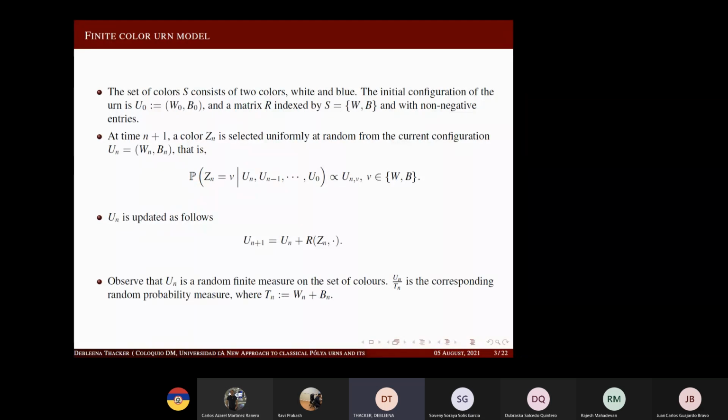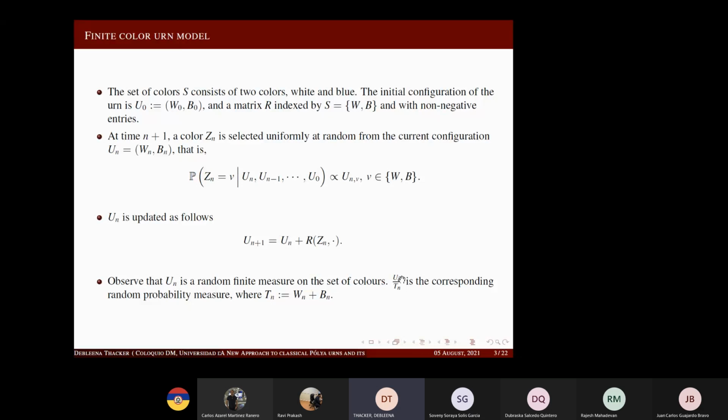Now observe the following. Okay, let's go one step at a time. This quantity Un is a random measure. It's a random finite measure, so it's an L1 measure. And if Tn is the total number of balls present in the urn at any time, so that means Tn is the sum of the white and the blue balls, then Un by Tn is actually a random probability measure.